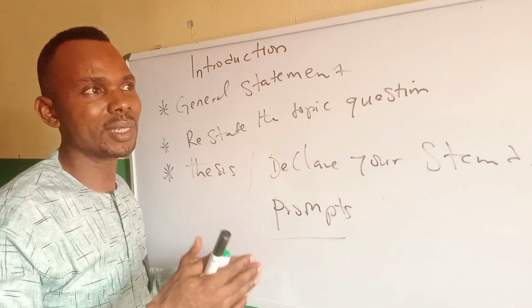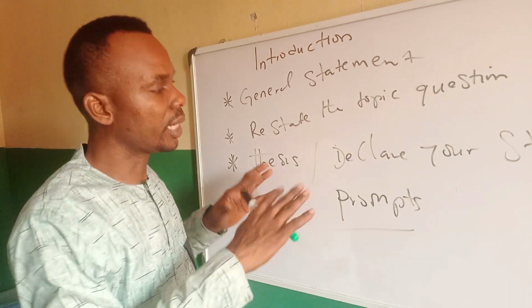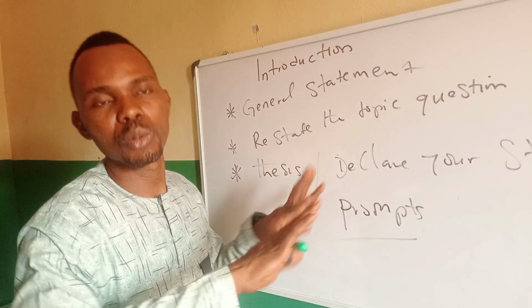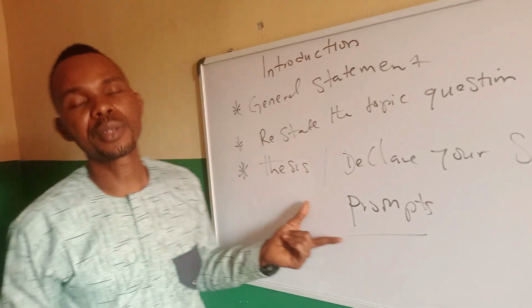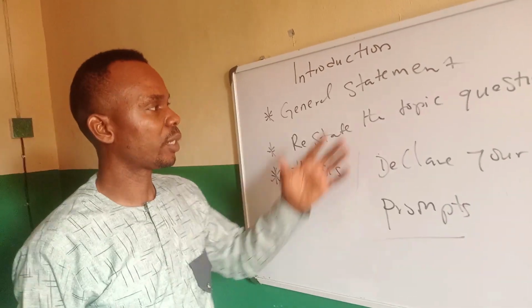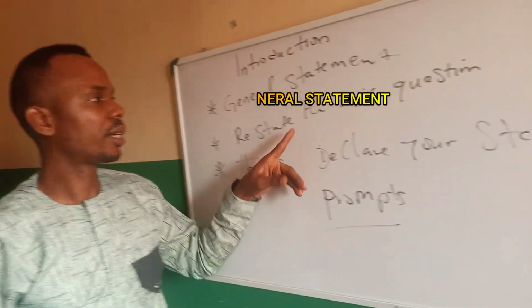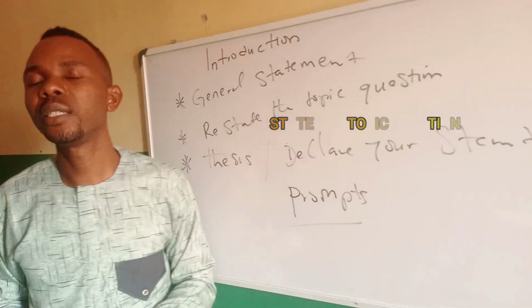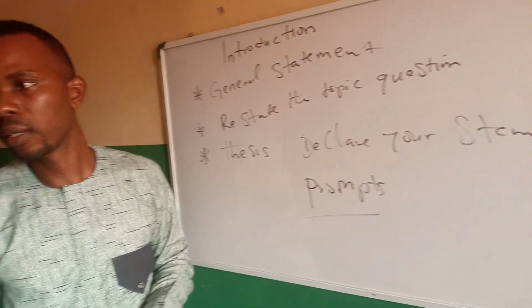In the introduction, you are not talking about it extensively. You are just going to put a statement that says, in this essay, I'm going to handle this task. So you declare your stand. This is the major elements that should form your introduction: the general statement, restate your topic question, and state your thesis or take a stand. All right?